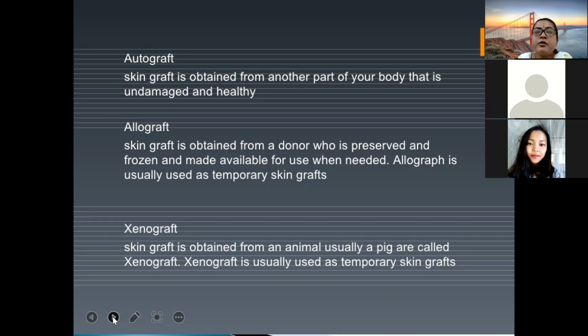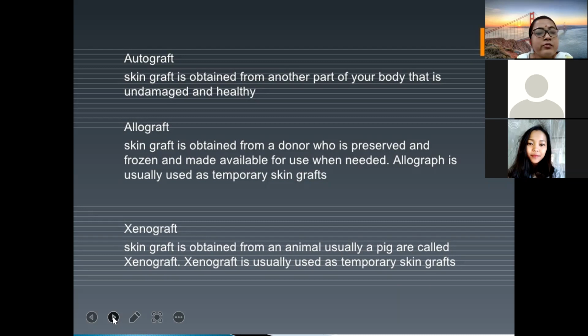The skin graft is obtained from a donor, preserved and frozen, and made available for use when needed. Allograft is usually used as a temporary skin graft. So autograft can be used as a permanent skin graft, but allograft is a temporary skin graft. Afterwards, plastic surgery or cosmetic operations may follow, because as I mentioned in the introduction, there might be various stages of operation. Sometimes it is required.